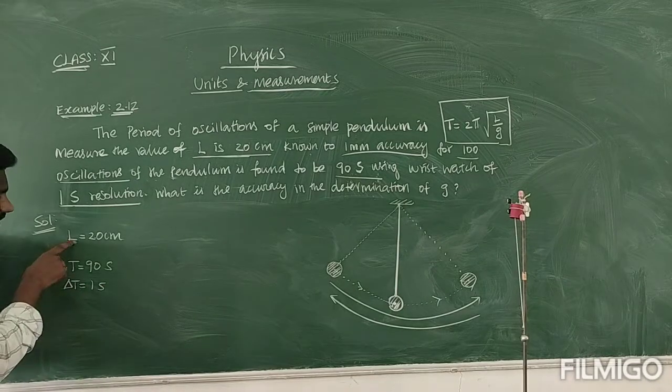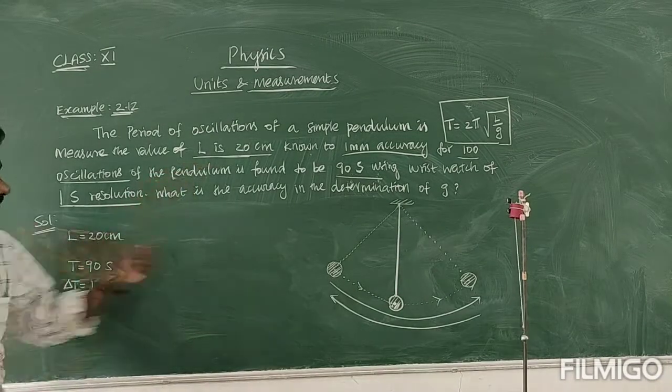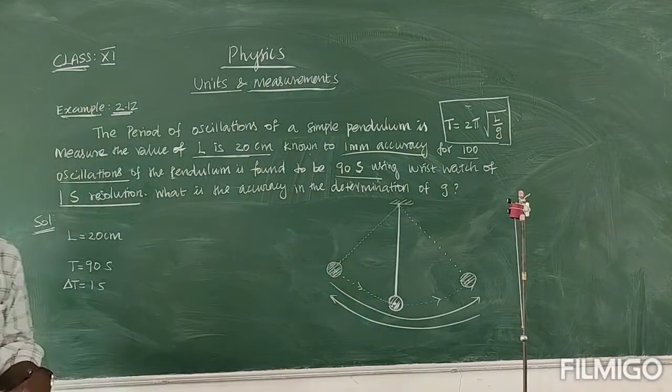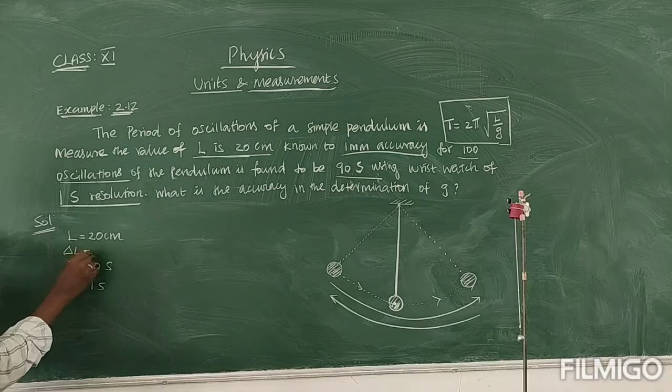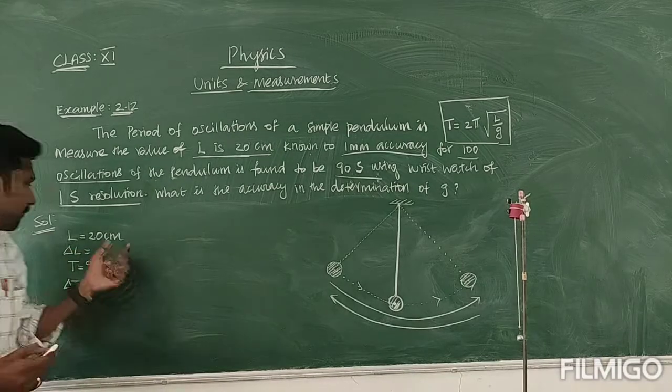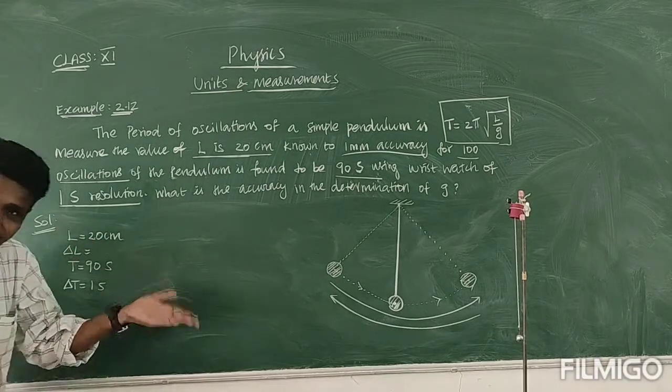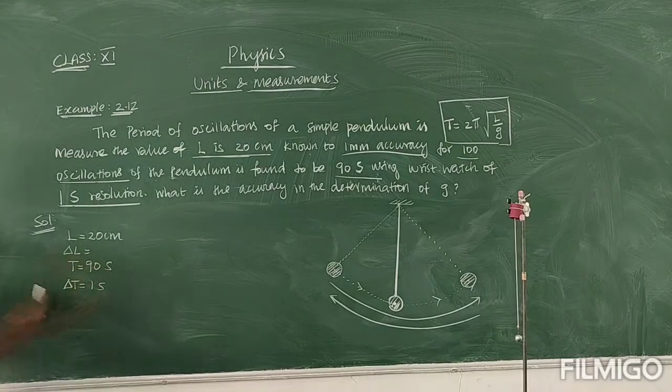Like that, in the length concept, the length of the pendulum is 20 with accuracy of 1 millimeter. That is known as delta L. So delta L is 1 millimeter. But the L value is in centimeter, so I can convert it into centimeter as well.